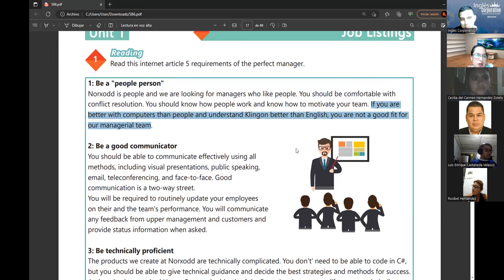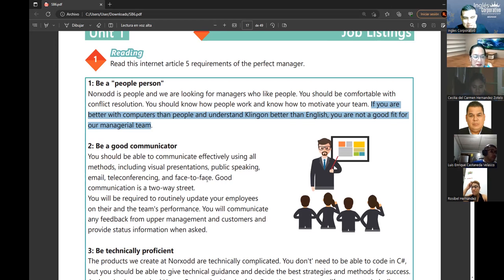If you are better with computers than people and understand Klingon better than English, you are not a good fit for our managerial team. Excellent. Two. Be a good communicator. You should be able to communicate effectively using all methods, including visual presentation, public speaking, email, teleconferencing, and face-to-face. Stop, stop. Thank you very much, Miss.